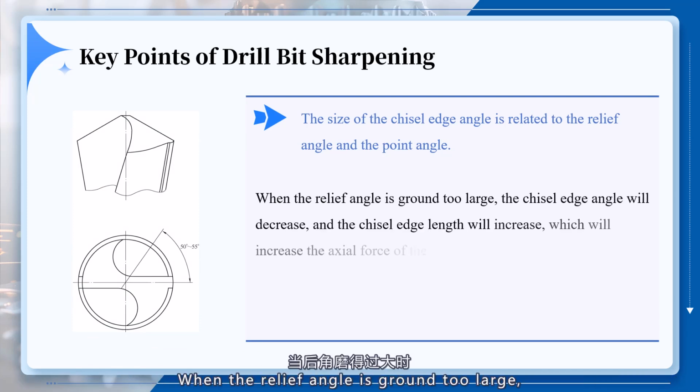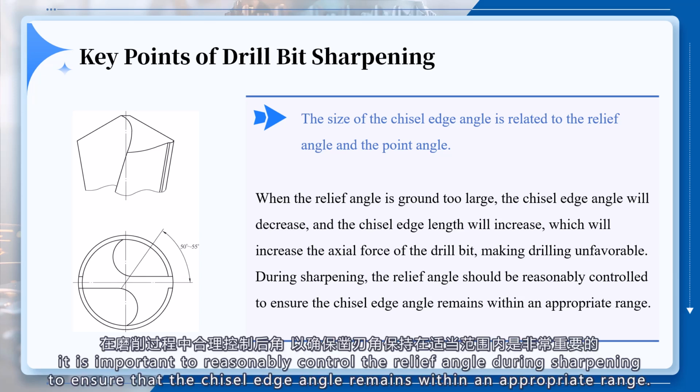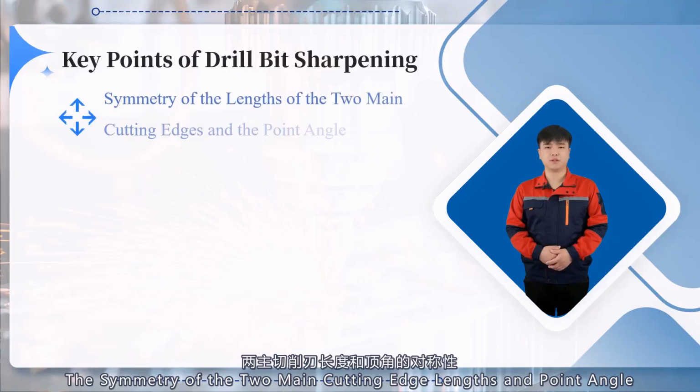When the relief angle is ground too large, the chisel edge angle decreases and the chisel edge length increases, which can increase the axial force on the drill bit, making drilling less efficient. Therefore, it is important to reasonably control the relief angle during sharpening to ensure that the chisel edge angle remains within an appropriate range. The symmetry of the two main cutting edge lengths and the point angle.